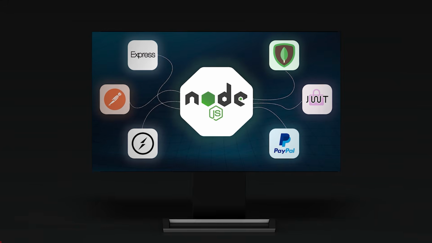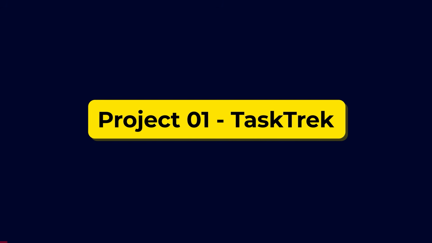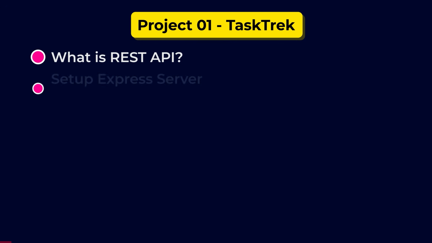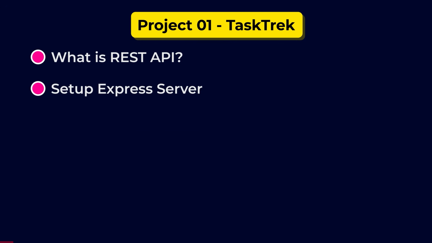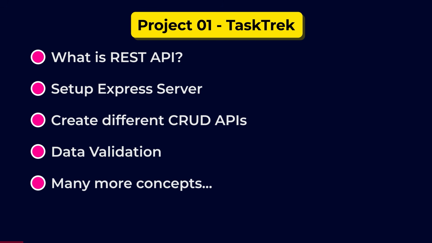Welcome to the fourth section of the Ultimate Node.js course. In this section, we will start working on our first project. So we start with the basics, what is a REST API, set up our server using Express.js, then we will create different types of HTTP requests: get, post, put and delete. Also, we will see data validation and much more. So let's start this section.